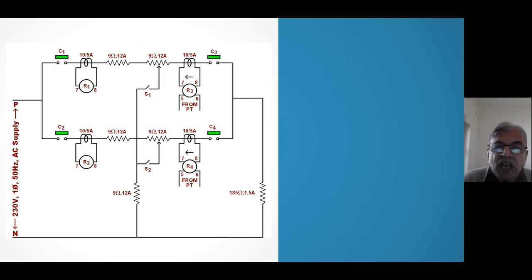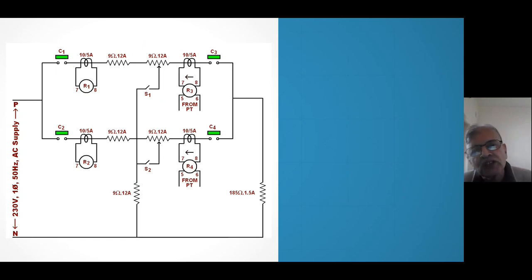Please note that R3 and R4 are directional relays, and therefore they have to be fed by PT. Therefore, the PT circuit is being fed to the relays. That means a 230 by 110 volt or 220 by 110 volt PT I had to use in this experiment. So you have to procure, obviously, 220 by 110 volt.